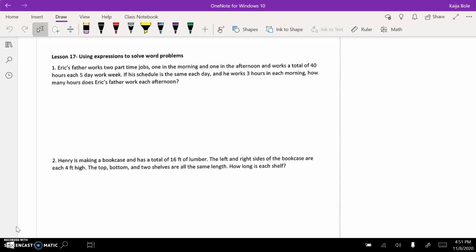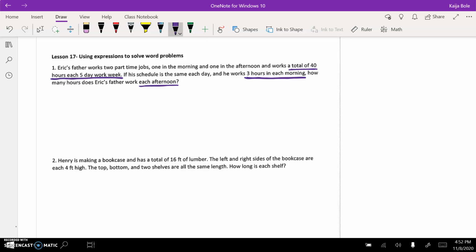So number one: Eric's father works two part-time jobs, one in the morning and one in the afternoon, and works a total of 40 hours each 5-day work week. So important stuff: total of 40 hours each 5-day work week. If his schedule is the same each day and he works 3 hours each morning, how many hours does Eric's father work each afternoon? Reading and underlining is going to be super important now because we have to pick out the things that we know. Now we have to figure out, what are we looking for? We're looking for how much he works each afternoon.